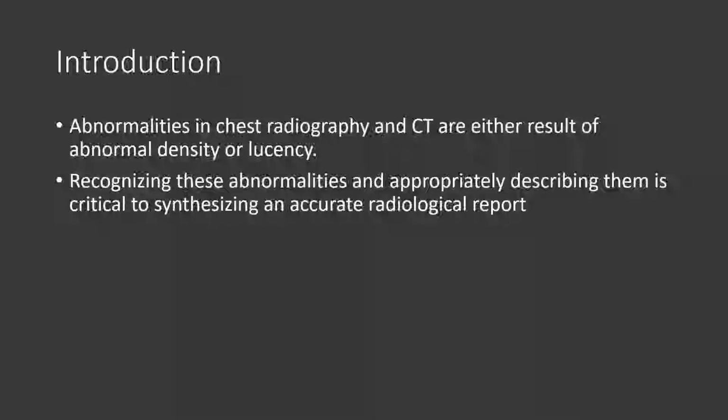The purpose of this lecture is to introduce the image interpreter to some basic terminology when describing abnormalities on chest radiography or CT. Abnormalities on CT or chest X-ray are either the result of too much density or too much lucency. Accurate use of descriptive terms for these findings is essential when interpreting radiological studies, as each term may convey different meanings and bring to light unique differential diagnoses.